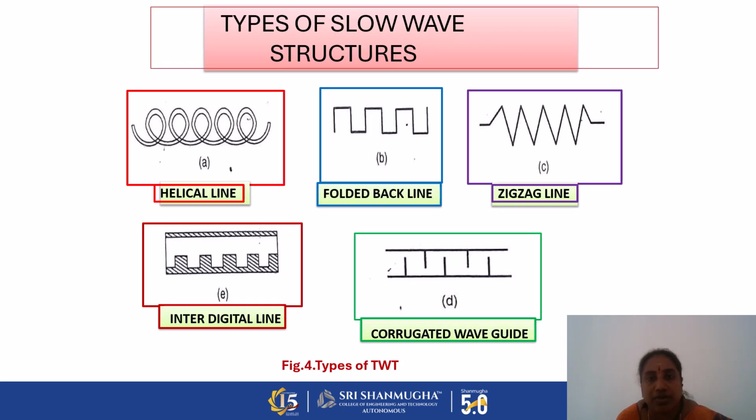These are the types of slow wave structures: helical line, folded back line, zigzag line, interdigital line, and corrugated waveguide. In the previous slide I discussed that mostly we are using only the helical type of slow wave structure. Based on the frequency ranges, it will generate high power in the helical line. When compared to the remaining types of slow wave structures, it will generate better decibels. It provides better power levels, up to 40 dB.